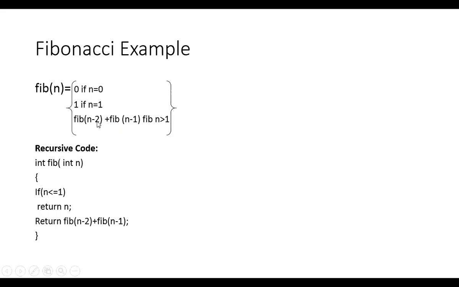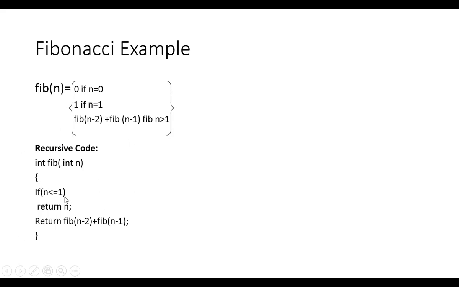So their addition becomes 0 plus 1, and the third number in the series, that is the second position in the array, will be again 1. So this is a recursive call for this. So this is the recursive code for this.